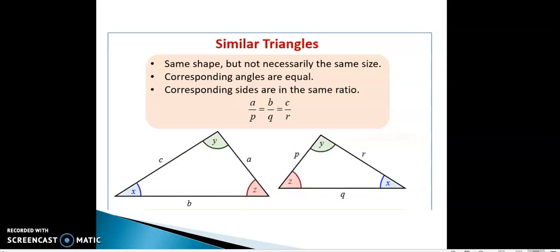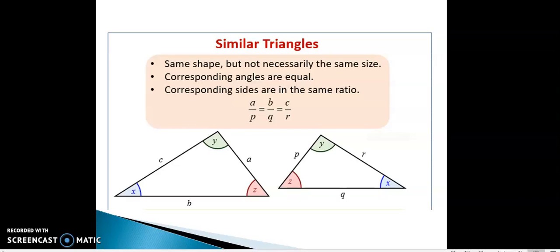Now coming to similar triangles, the concept of similar triangles is that they have the same shape but not necessarily the same size. It means if two figures are given, for example, as you can see in the picture, two triangles are given having the same shape, as both of these are triangles, but when we talk about the size of similar figures, they are not equal. But in the case of angles, corresponding angles should be equal and corresponding sides are in the same ratio.